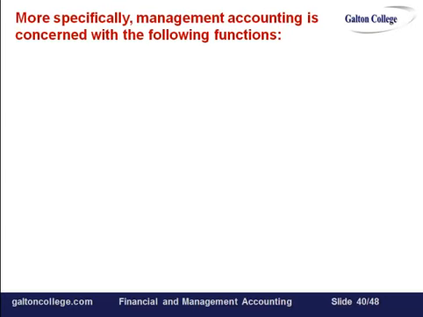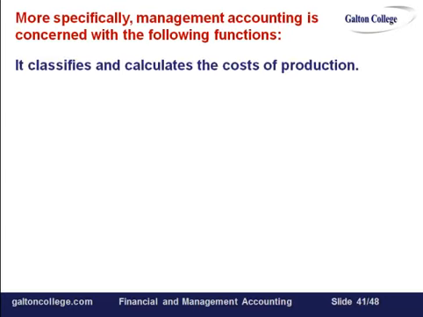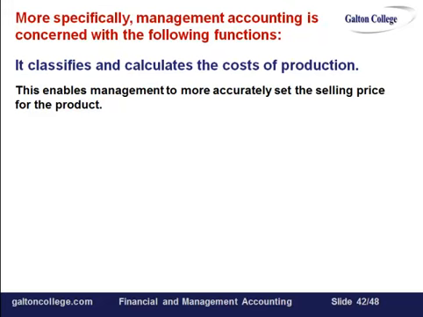More specifically, management accounting deals with costs of production. It classifies and calculates the costs of production. This enables management to more accurately set the selling price for the product. Once you know what the true cost of the good is, allowing for overheads and raw materials, machines, depreciation and so on, then you know how much markup you need to add on in order to generate the profit. If you sell it for less, you're not going to cover costs. The business will be in trouble.